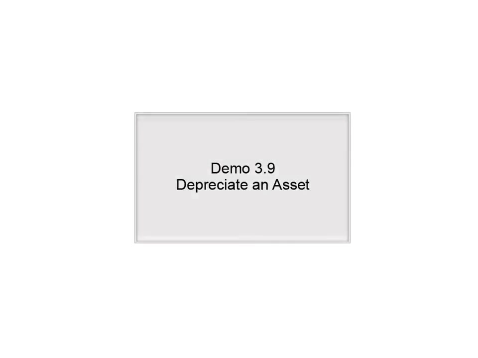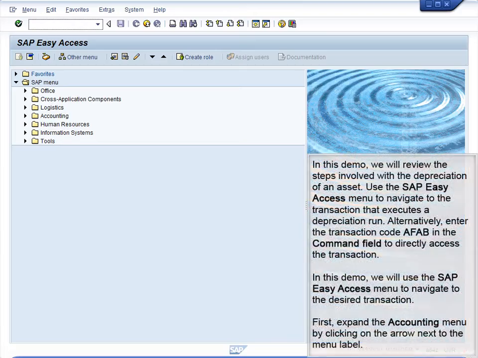Demo 3.9, Depreciate an Asset. In this demo, we will review the steps involved with the depreciation of an asset. Use the SAP Easy Access menu to navigate to the transaction that executes a depreciation run. Alternatively, enter the transaction code AFAB in the command field to directly access the transaction. In this demo, we will use the SAP Easy Access menu to navigate to the desired transaction.